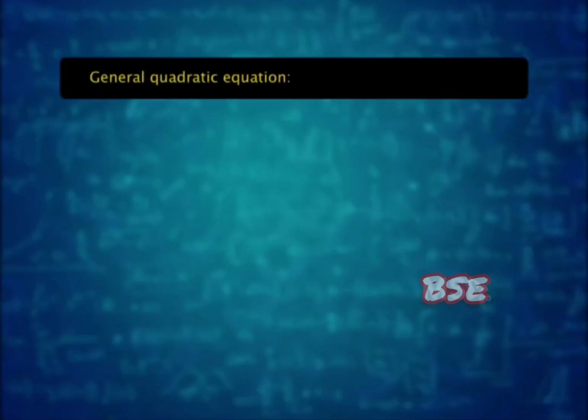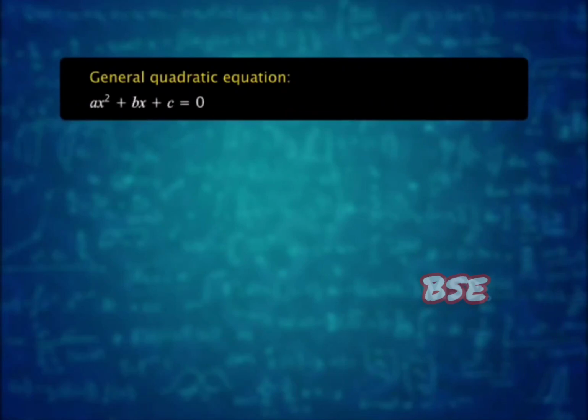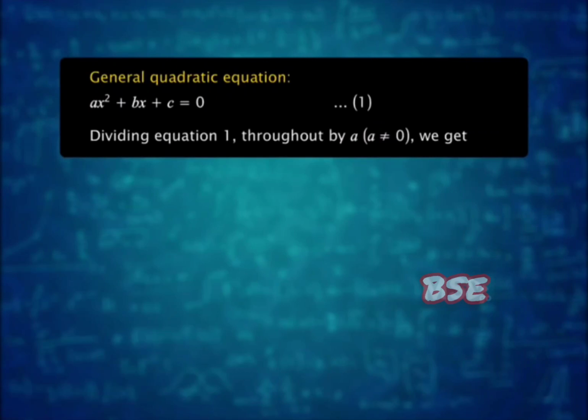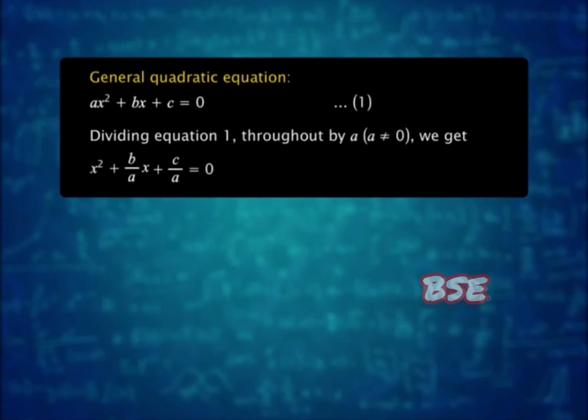To proceed, let's consider the general form of a quadratic equation, ax squared plus bx plus c equals 0. Let's call this equation 1. Now, divide equation 1 by a as shown to get the equation x squared plus b by a x plus c by a equals 0. Call this equation 2.